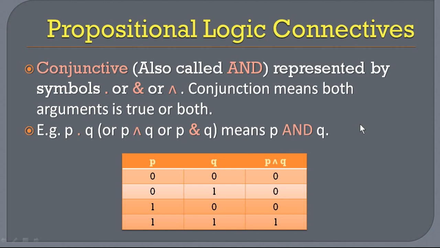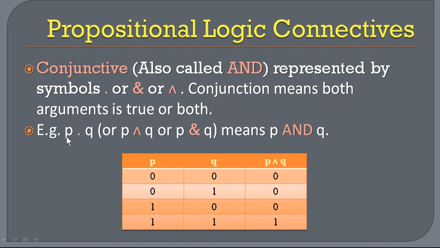Next is the conjunctive operator. It is also called the AND operator. You would have seen the AND operator. The symbol used is a dot sign. Then you have a single ampersand and then an inverted V. These are some symbols used. So conjunction means both arguments are true. That is, if both the arguments are true, then only the result will be true.